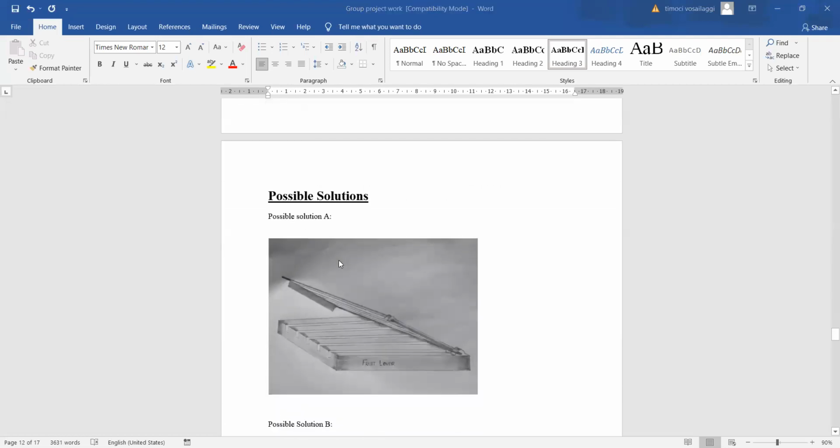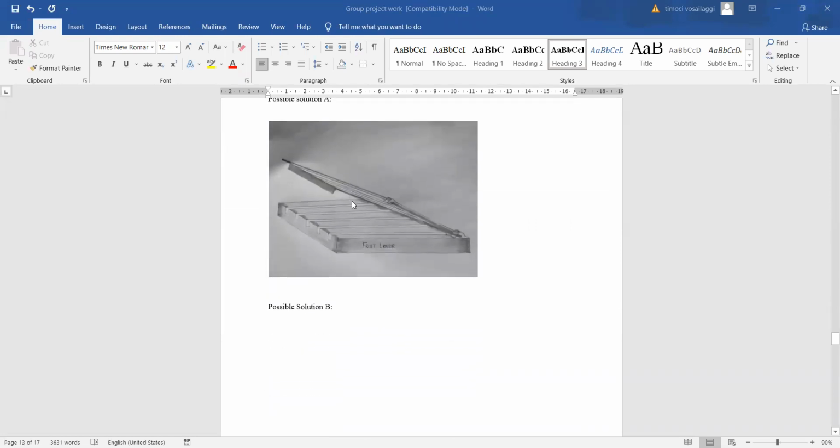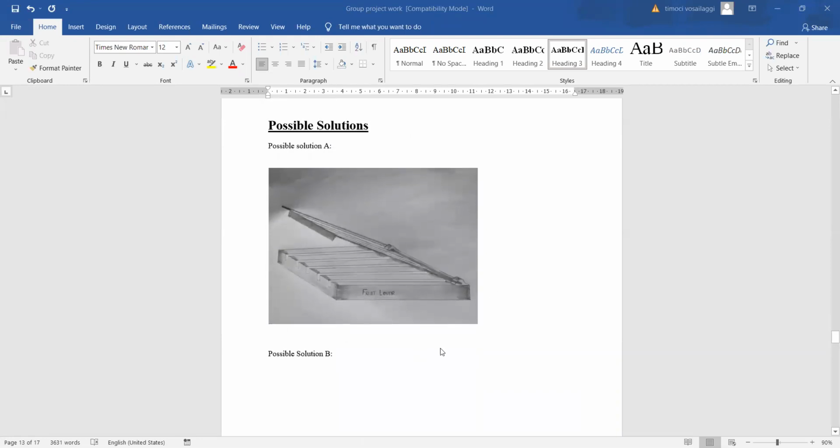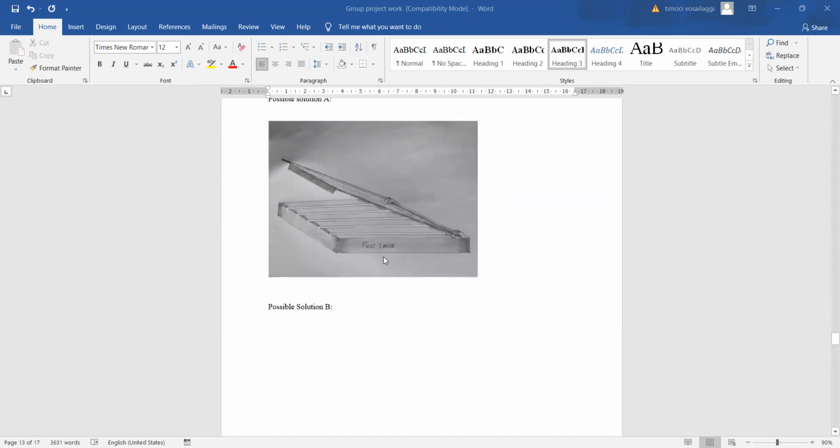Now your possible solutions. Okay, possible solution A. And this is fine for a possible solution. Just a short pictorial sketch, that's fine. I would like you guys to include some labeling. So what would you call this bit? What do you call this bit? What's this bit? Just so that we have a little bit more information.